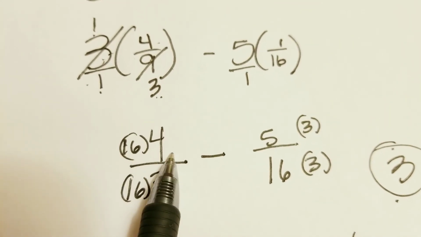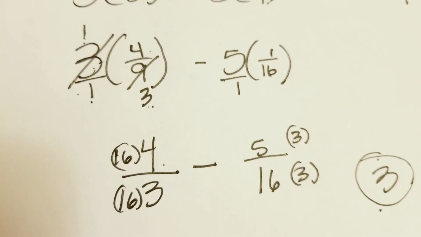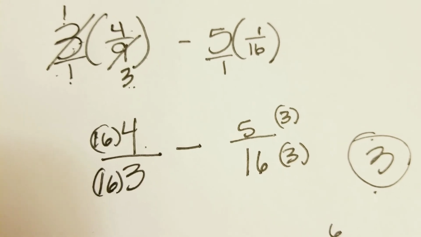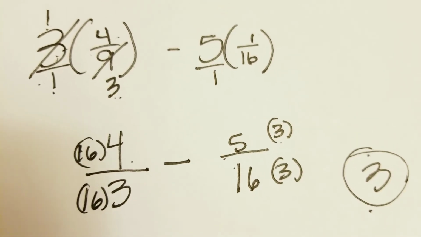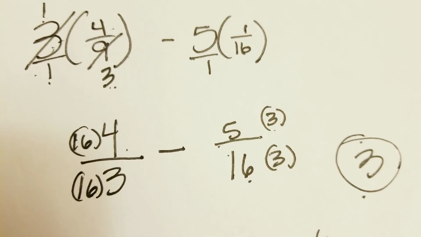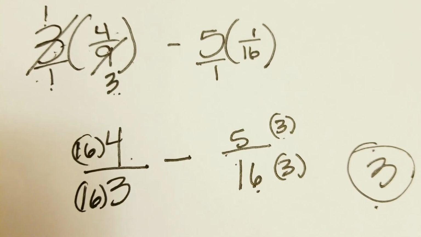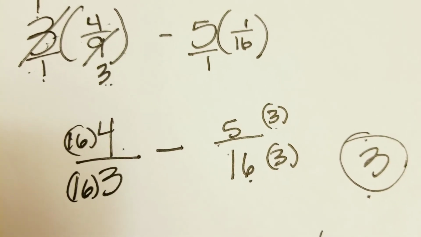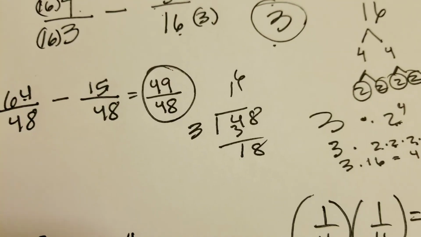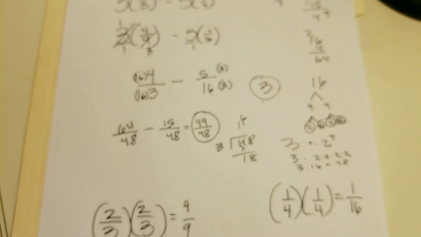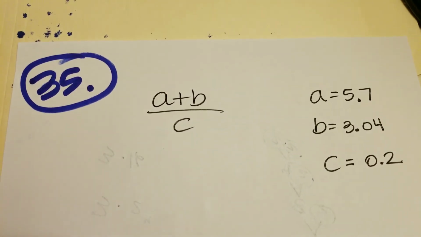So we have 16 times 4, and I already solved that. 16 times 4 is 64 over our common denominator of 48. And then 5 times 3 is 15 over 48. And then 64 minus 15 is 49 divided by 48. And I believe that is correct. 49 48ths. Wow, that took 5 minutes. Sorry about that. Okay, last one, number 35.